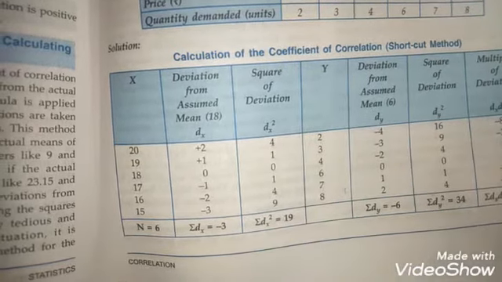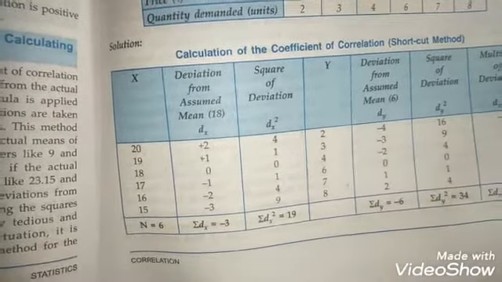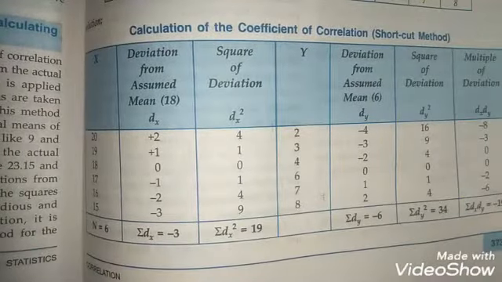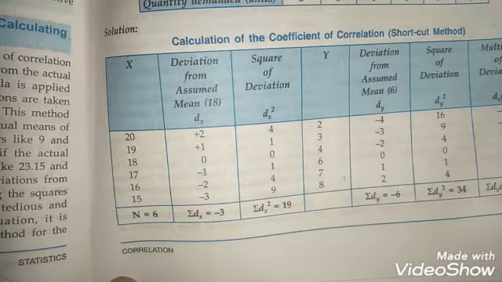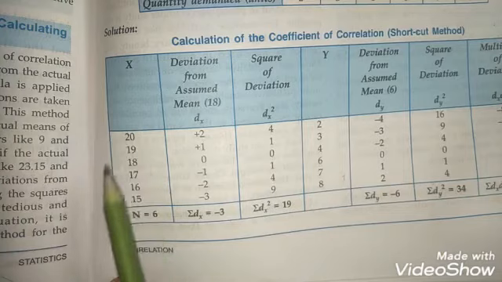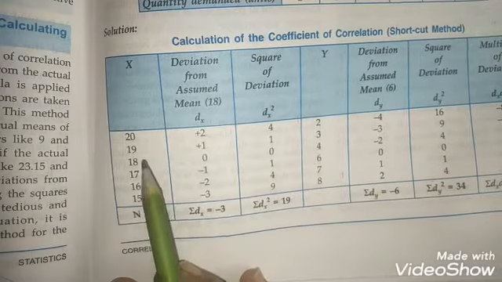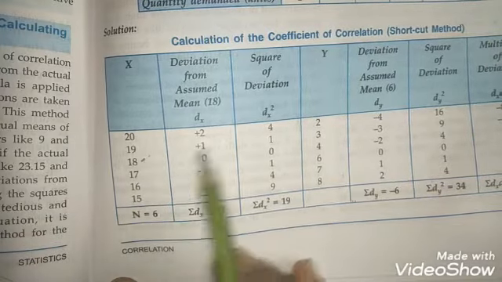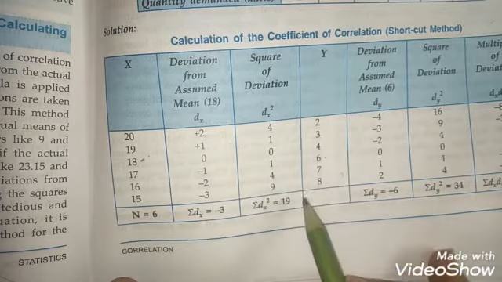Now what is the difference between shortcut and direct method? Mainly, in the direct method we were taking deviation from the actual mean, and we were finding the actual mean. But here we are taking deviation from an assumed mean. So we can pick any value from this series. Generally we take a value from the center as the assumed mean. So we are taking 18 here as the assumed mean, and in the y series we are taking 6 as the assumed mean.